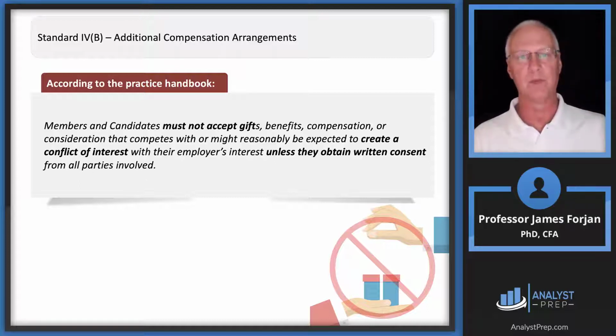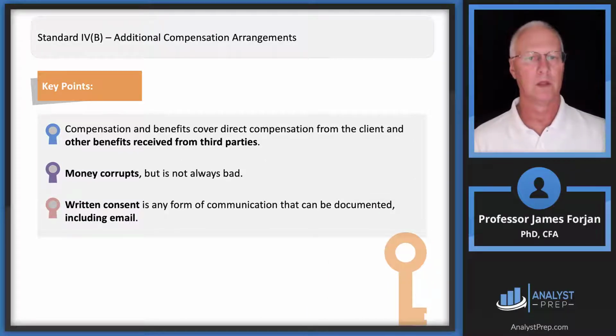Now here, it's very similar, but what we're doing is we're worried about a conflict of interest. And so make sure that when you accept gifts, benefits, compensation, or consideration that is in either direct or indirect competition, that you get written consent. And that's why we put that in bold there at the bottom. We need to make sure we worry about other benefits received from third parties in addition to anything that might be compensation or benefits to cover direct compensation, maybe reimbursements. Boy, that second point sounds an awful lot like some great philosophy statement here. Money corrupts, but it is not always bad. Of course, written consent and any form of communication can be documented.